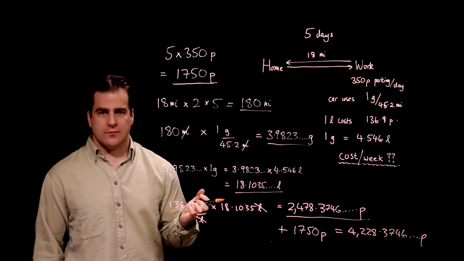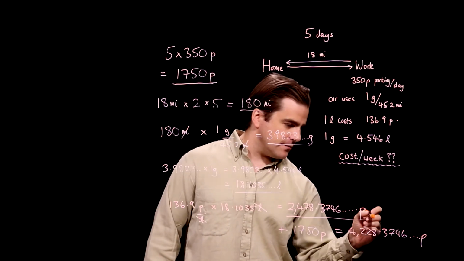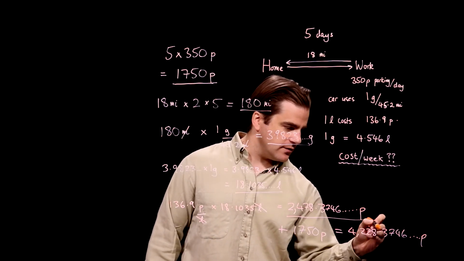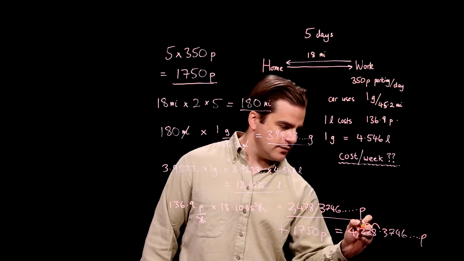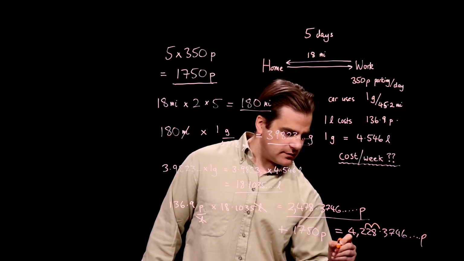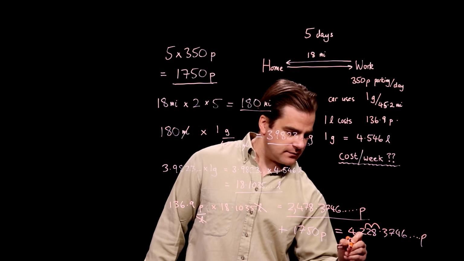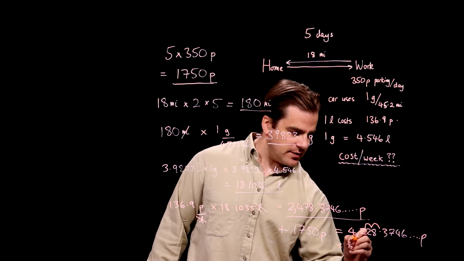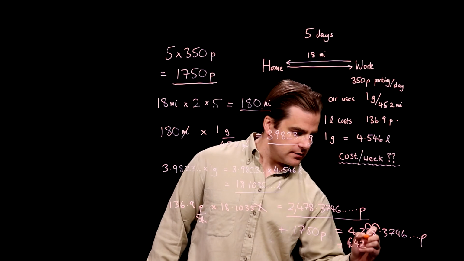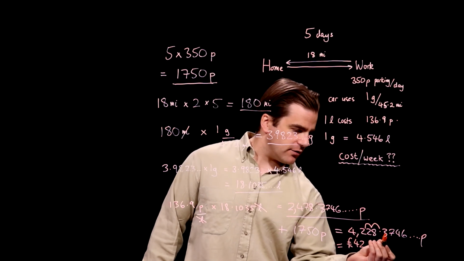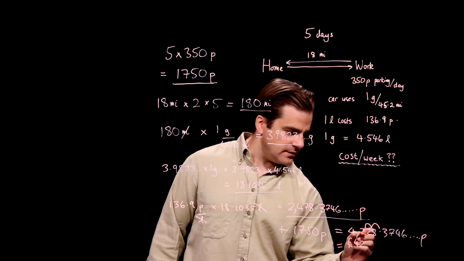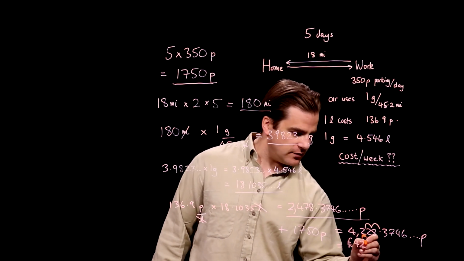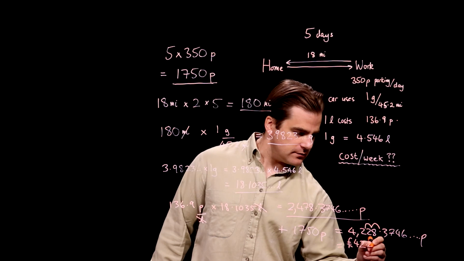Best to give it in pounds. So pence to pounds, 100 pence in a pound, 2 decimal places. So that is £42, and that 3 means we don't have to bump up this 8 to a 9, it stays as an 8, so it's £42.28.